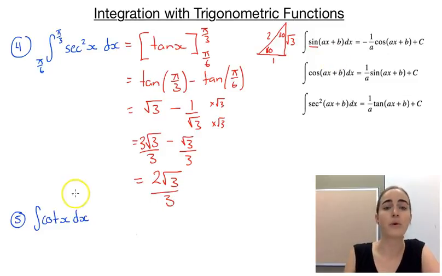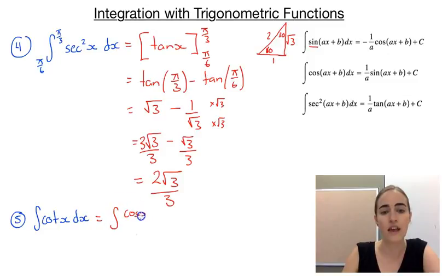The last example that I want to have a look at is the integral of cot x dx. So cot x isn't one of the ones on our formula sheet, but we can manipulate it so that we can use our previous knowledge of integration. So we know that tan is sine on cos, and because cot is the inverse of tan, cot is going to be cos on sine. So we're going to rewrite this as the integral of cos x over sine x dx.